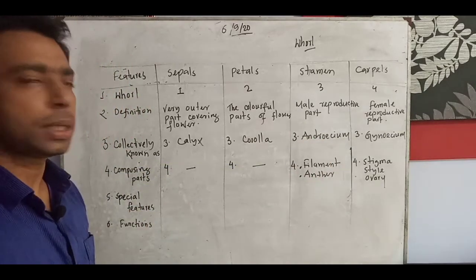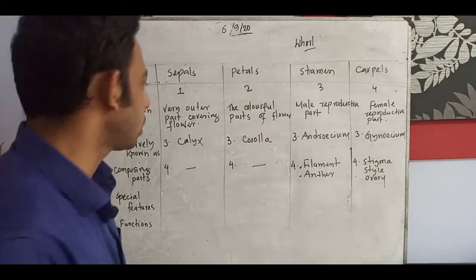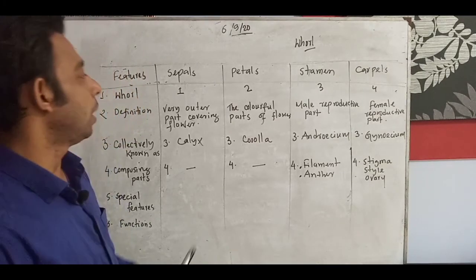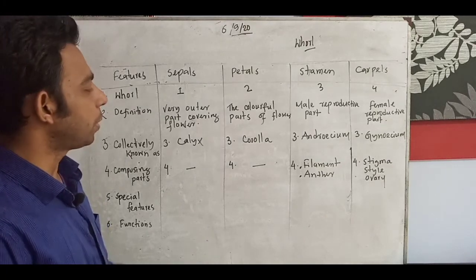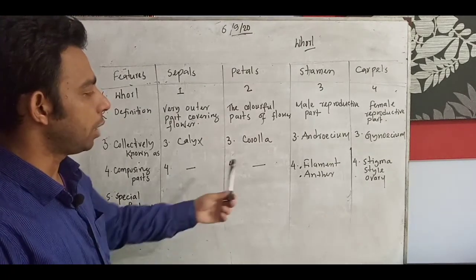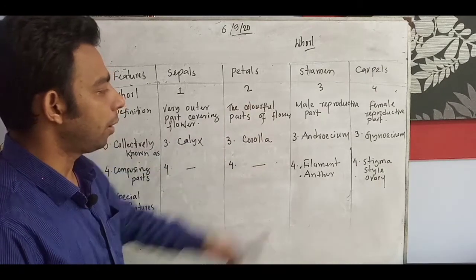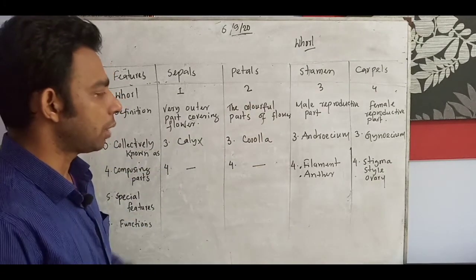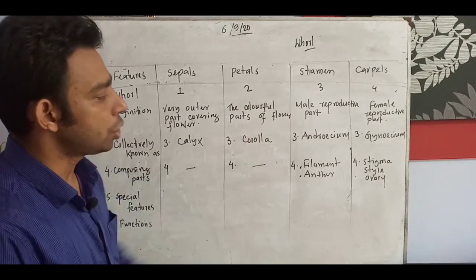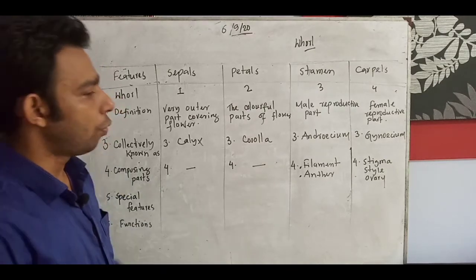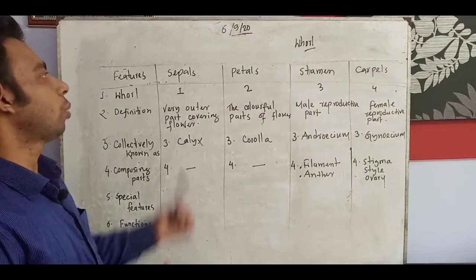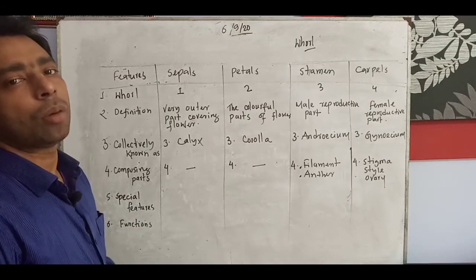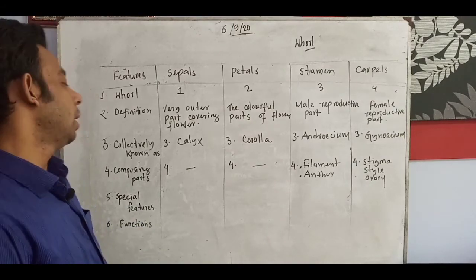Composing parts: calyx or sepals do not have composing parts. Petals do not have any composing parts. The stamen has the filament and anther, and stigma, style and ovary are the three composing parts of the carpel. So these are the commonly known parts to be understood.